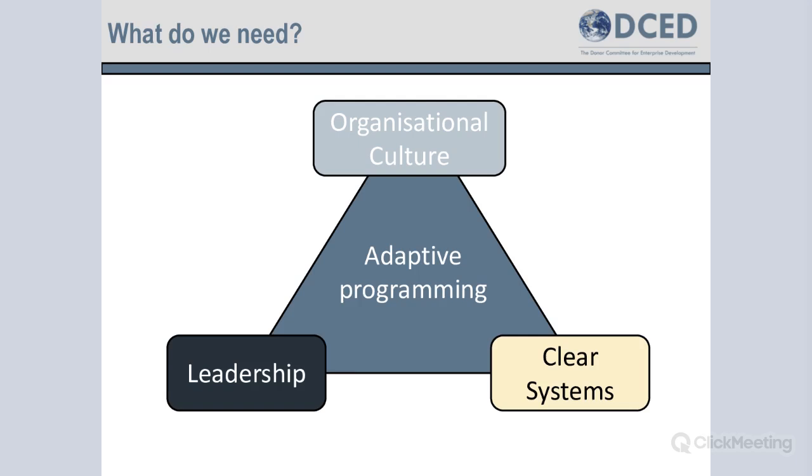Great. Okay, so the structure of this webinar is pretty straightforward. We are going to talk about adaptive programming in three main categories: organizational culture, leadership, and clear systems. In each category, I'm going to briefly define the topic. Khaled is going to give some insights from his recent paper with Prisma around adaptive programming in practice.